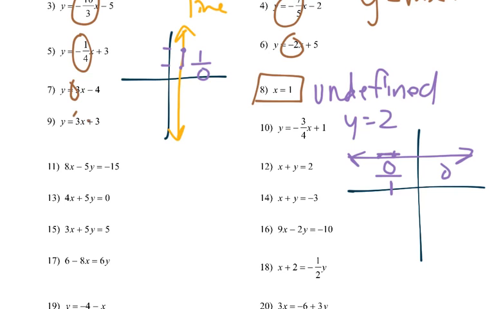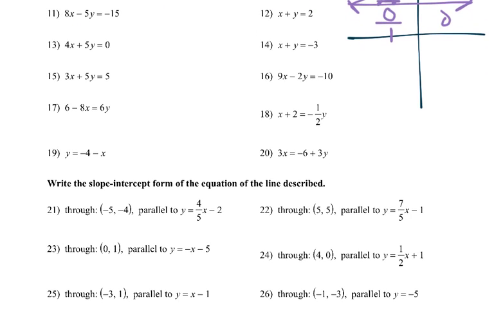Alright, back to number 9. Our slope is 3, so the parallel line is 3. Negative 3 fourths would be for number 10. Now the rest of these equations are not written in slope-intercept form, so in order to solve these, we've got to turn them into slope-intercept form.